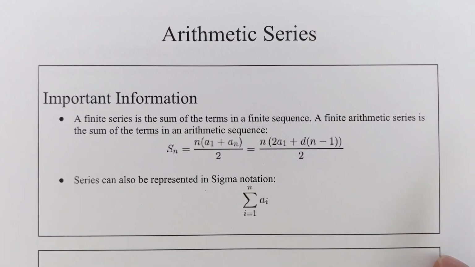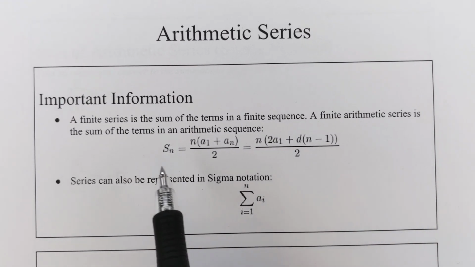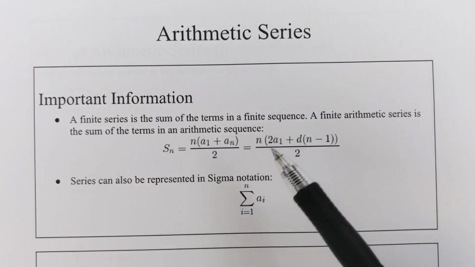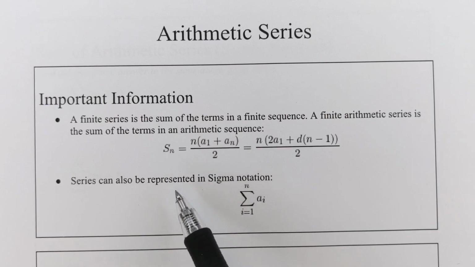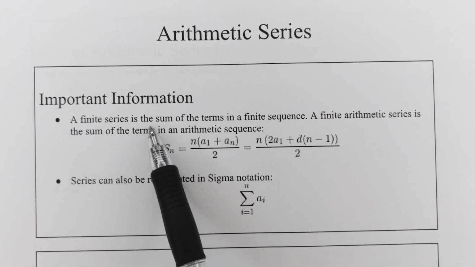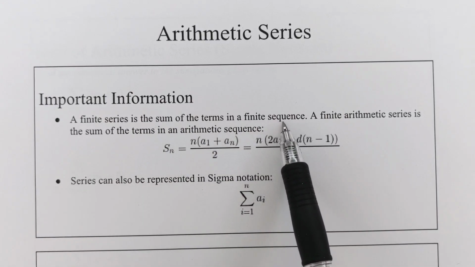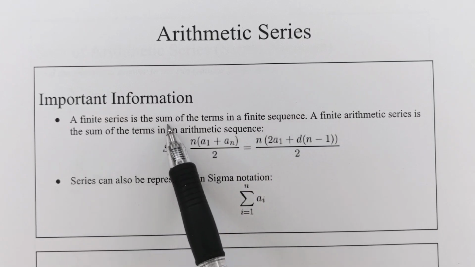All right, so here are the notes for arithmetic series. So a series and a sequence are similar. A sequence, remember, is just a list of numbers. A series is what happens if you add them together, so a sum. So a finite series is the sum of the terms in a finite sequence. So a sequence is the list, the series is the sum.